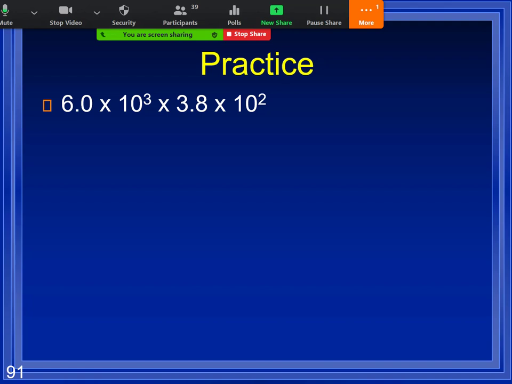First thing you're going to have to get used to doing is noticing that this is not three multiplication problems. This is two numbers. This is a number. This is a number. All we're doing is multiplying two numbers together. And think about how you did this in math class. First, you multiply the numbers in front. 6 times 3.8. My calculator gives me 22.8.